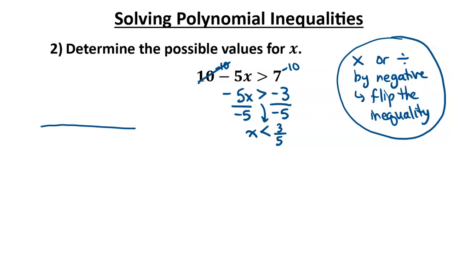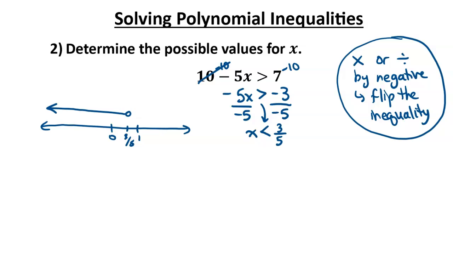On a number line, it looks something like this. 0 might be here, 1 might be here, so 3/5 would be somewhere around there. And so if it was less than 3/5, it means it can't exist at 3/5. So we're going to put a little hole at 3/5, and then everything to the left of that, everything less than that, is what x is allowed to be. Not existing at 3/5, but everything less than 3/5.